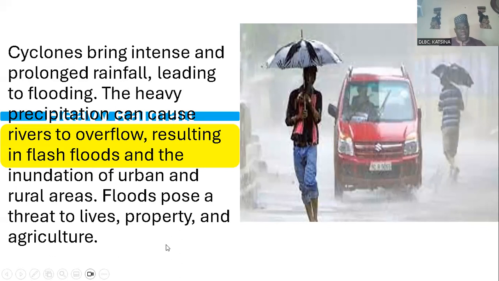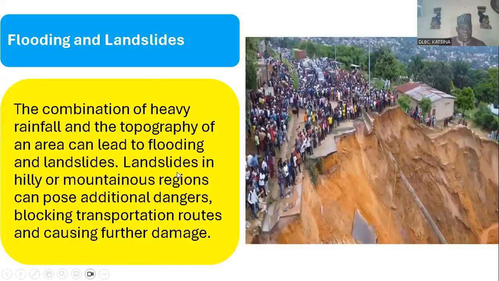Then cyclones also bring prolonged intense rainfall, leading to flooding. The heavy precipitation can cause rivers to overflow, resulting in flash floods and inundation of urban and rural areas. Floods pose a threat to life, property, and agriculture.